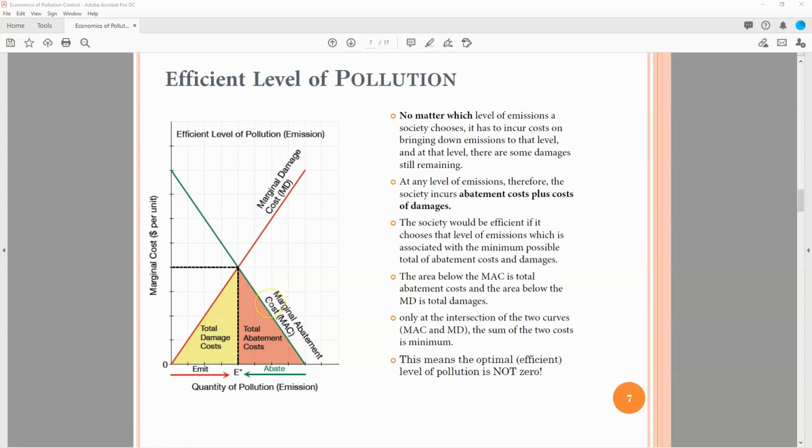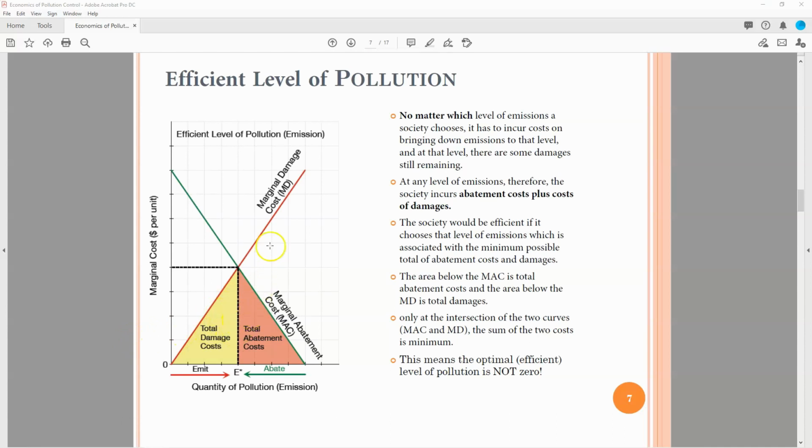So that means the society would want to choose a level of pollution that minimizes the area under the MAC curve and under the MD curve. So from this graph, E star is the choice of level of pollution to minimize the sum of those two costs. We see that at E star, the area under the MAC curve is this red area, and the area under the marginal damage cost curve is this yellow area. So the sum of those two costs, we can say it is minimized.